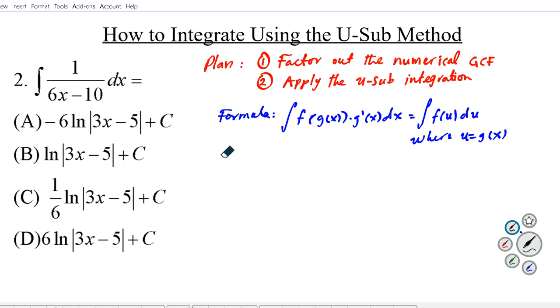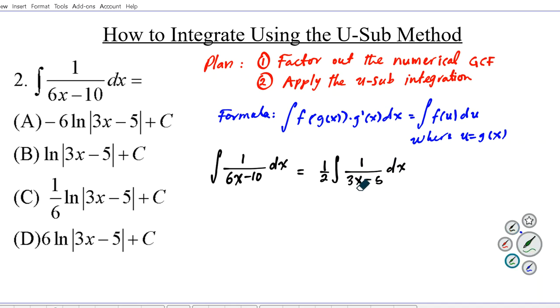Okay, all right, so we're integrating 1 over 6x minus 10. So if you look at 6x and 10, there's a numerical GCF that can be factored out, namely 2. So we can factor out 2 from there. So this integral becomes 1 over 2 times the integral of 1 over, so if we factor out 2 from 6x, that leaves us with 3x, and then minus 5. We factor out 2 from 10. All right, so now let's use the U substitution method.